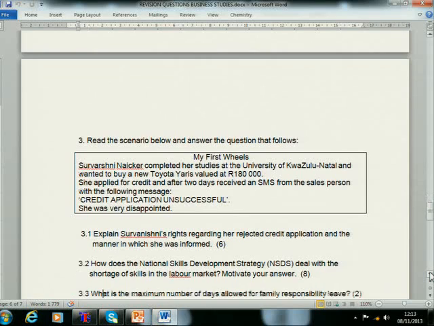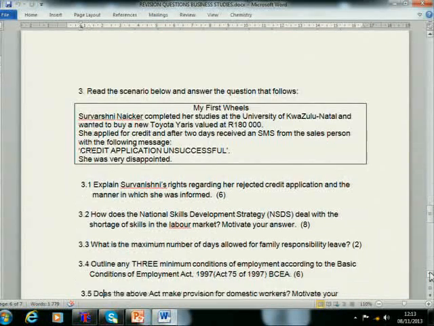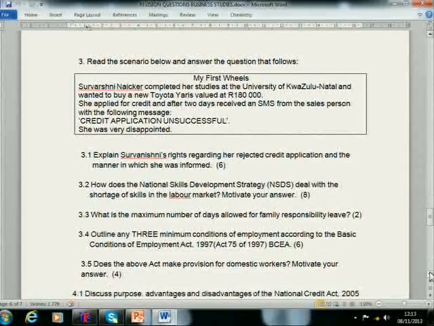And then the other one, what is the maximum number of days allowed for family responsibility leave? We talked about different leaves: sick leave, maternity leave, family responsibility leave. We said it's only 3 days.